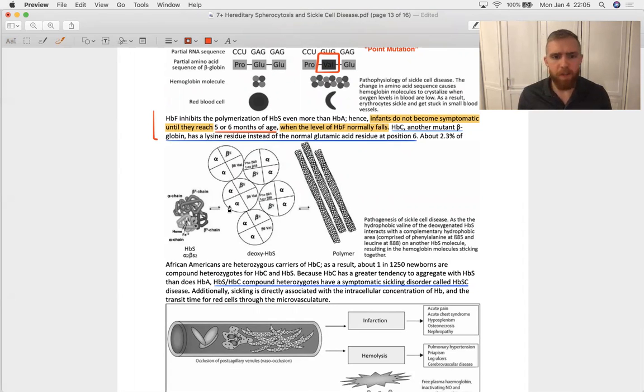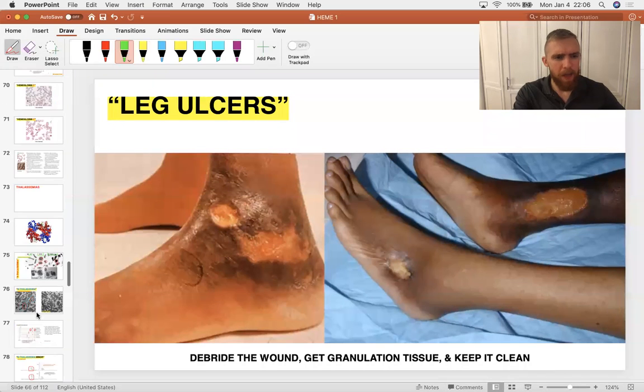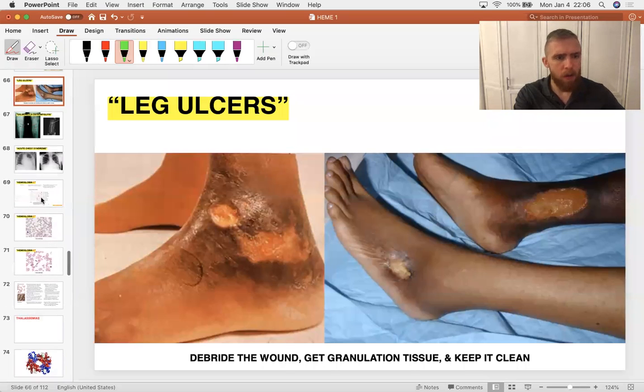Now, we also mentioned on this page hemoglobin C, which is another mutant beta globin. It has a lysine residue instead of glutamic acid at position 6. So instead of a valine mutation, it's a lysine mutation. Now, lysine is basic and thus charged. And so you will not see the hydrophobic polymerization of hemoglobin with this HbC disease, but instead you see crystals. Now, I've got a couple of images of that I'll go ahead and bring up right now.